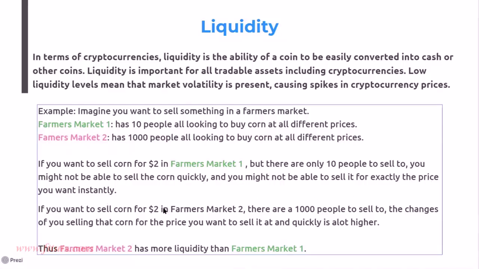If you want to sell the corn for $2 in Farmer's Market 2, where there are 1,000 people to sell to, the chances of you selling that corn for the price you want and selling it quickly is a lot higher. Thus, Farmer's Market 2 has more liquidity than Farmer's Market 1.